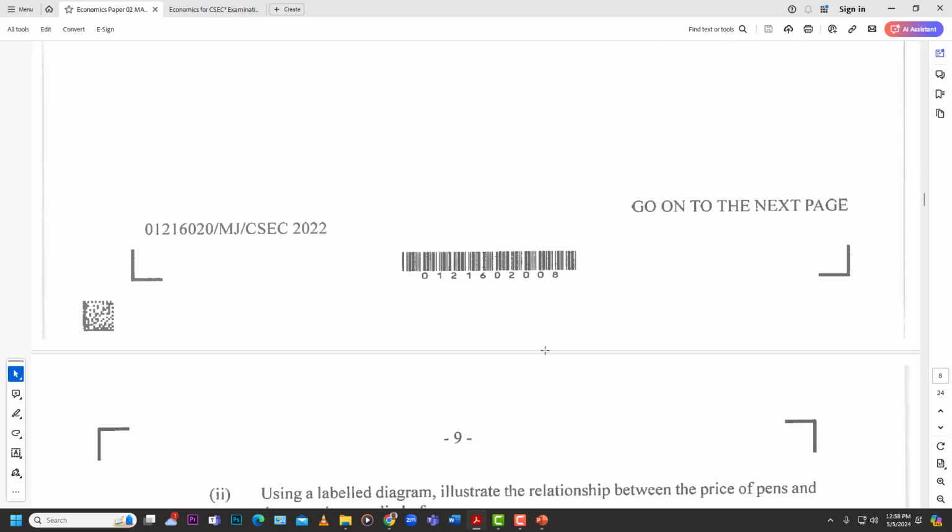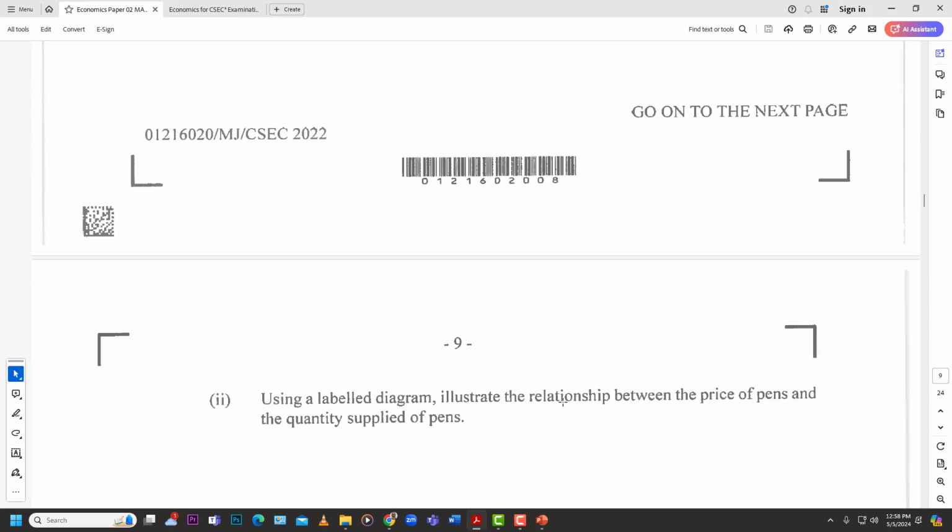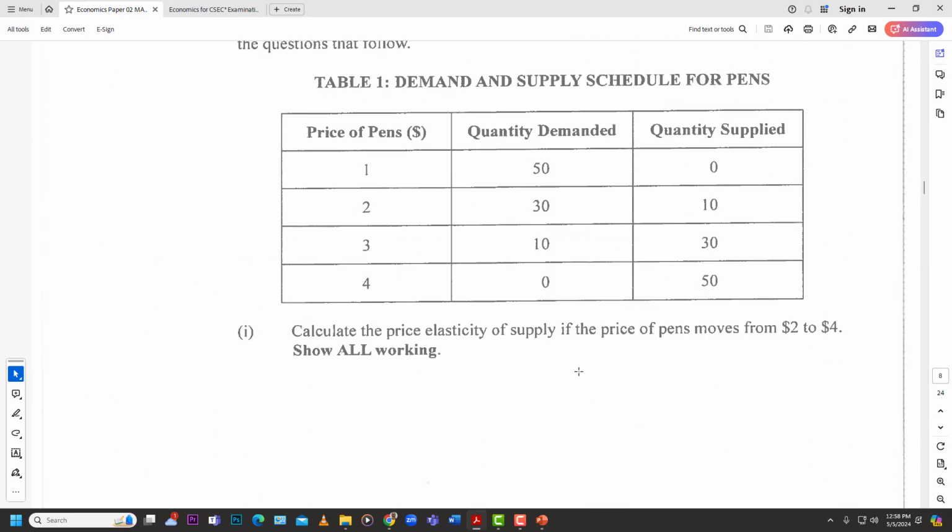But the question is asking us to show the point that has the greatest shortage of pens. And so let's look at that. Greatest shortage. A shortage occurs when demand is greater than supply, right? And so obviously it would be at $1, where demand is 50 and supply is 0. That's where you have the greatest shortage. We're saying that 50 people are demanding the pens, but you are supplying 0.